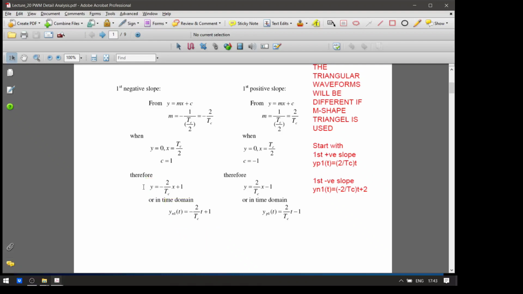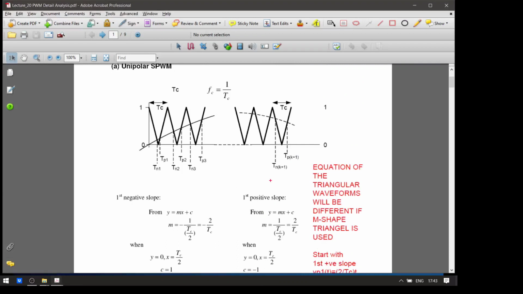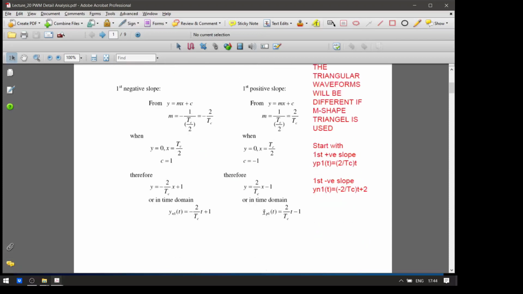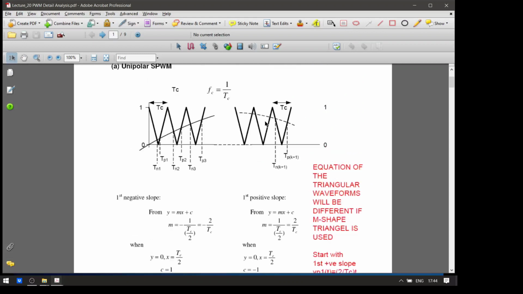Next we look into the first positive slope, which we refer to as that particular line. The analysis is very similar. Now you have m equals positive 2 over TC, so it is a positive slope, and the line crosses the y-axis at minus 1. It is quite obvious that if we extend this line, it will cross at minus 1.